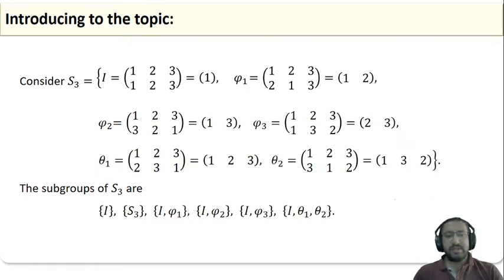The subgroups of S3 are a set containing identity, S3 itself, and sets containing two elements, I and phi1, I and phi2, or I and phi3, all of which are subgroups of order 2, and a subgroup of order 3, that is I, theta 1 and theta 2, which is actually the set of even permutations, a subgroup called the alternating group A3.